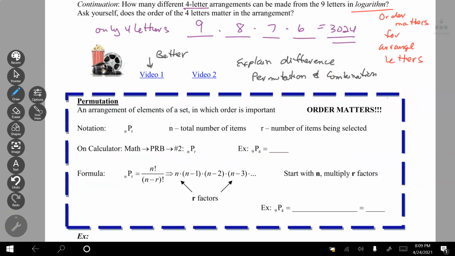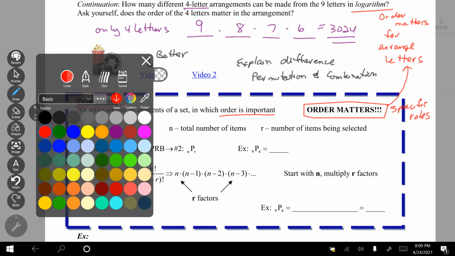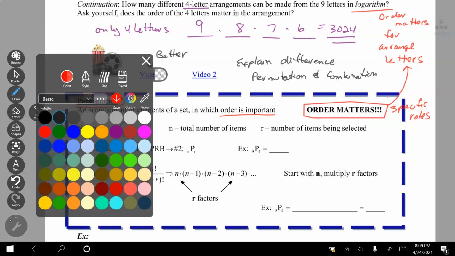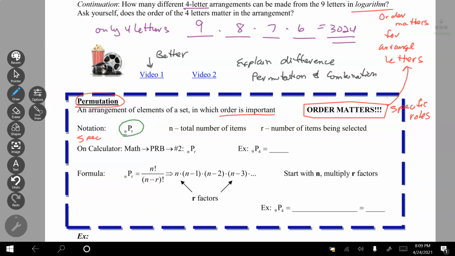Up first is permutation. It's kind of what we did already. It's arrangement in which order does matter. So basically what we did in our example above, order did matter. So order does matter for arranging letters, or when you have specific roles to play. Okay? Then you have to be in a specific spot. It looks like this key. I'm going to write it in this form. And it is a special key on the calculator. I'll show you in a minute.